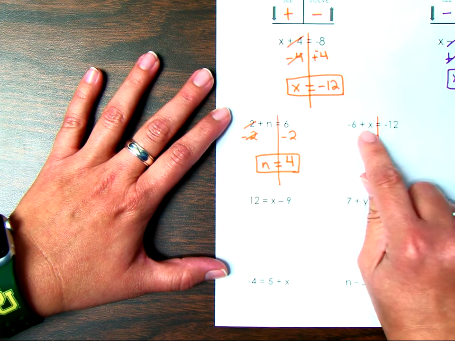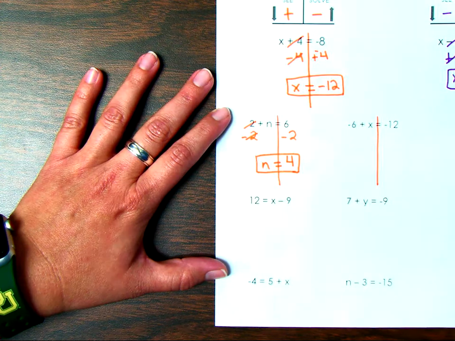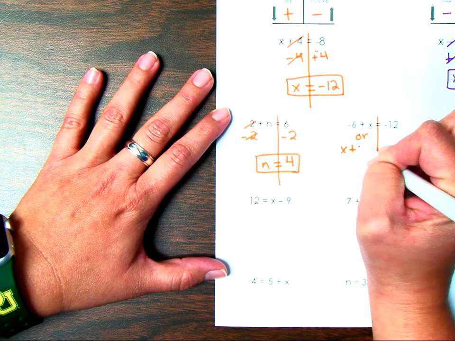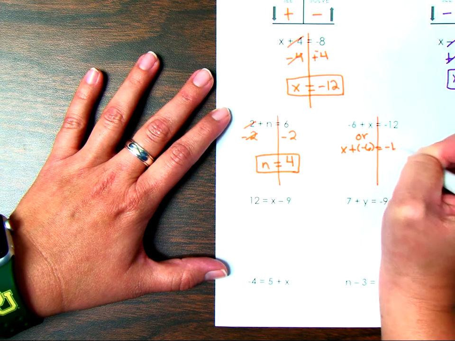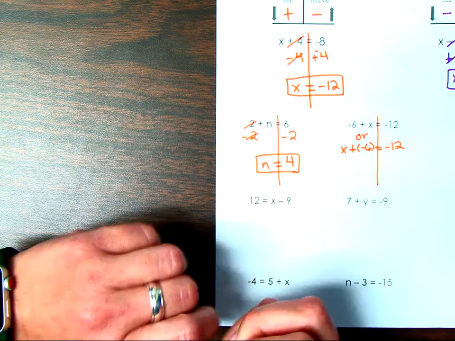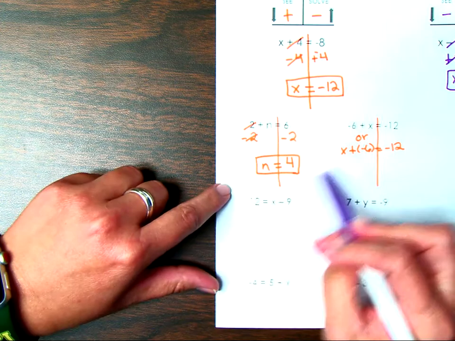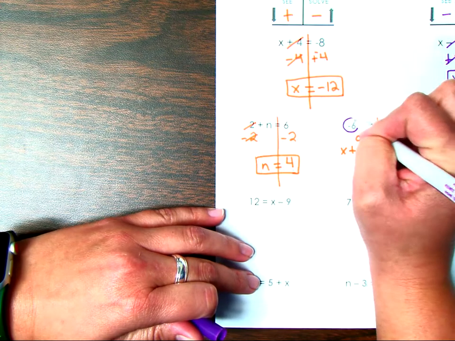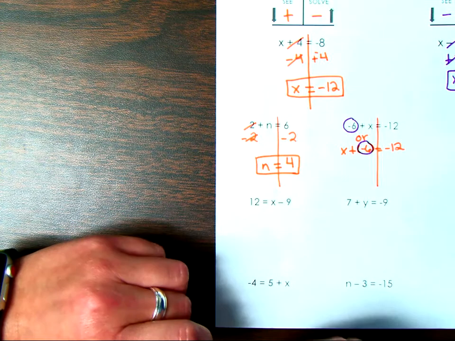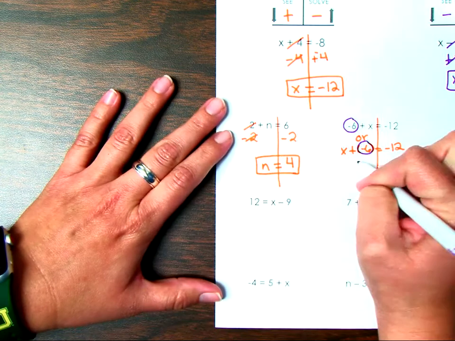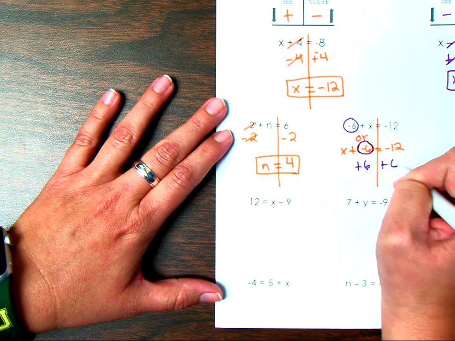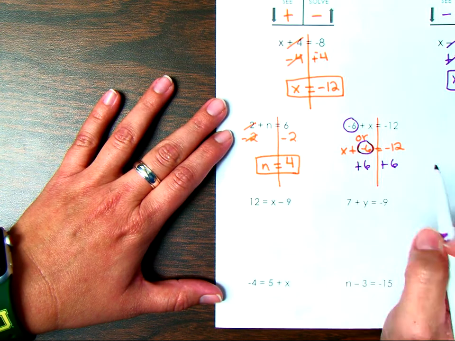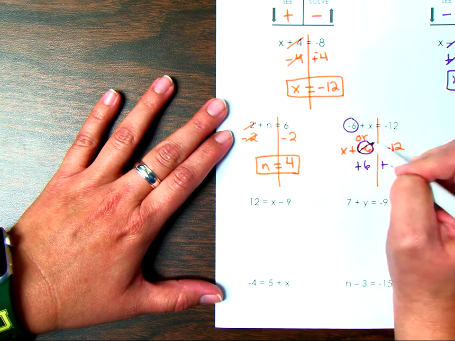This is a positive x, but you could actually rewrite this, if it helps you, as x plus negative 6. So really and truly, yeah, you see the addition, but the integer that we're trying to get rid of is this negative 6. So if we want to get rid of a negative 6, we're going to add a 6. Okay? We're trying to get rid of this integer, and that's a negative 6, so we're going to get rid of that negative 6 with a positive 6.